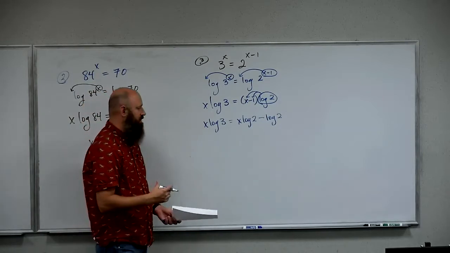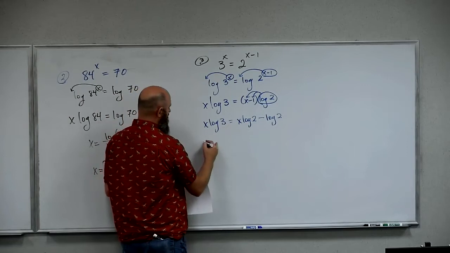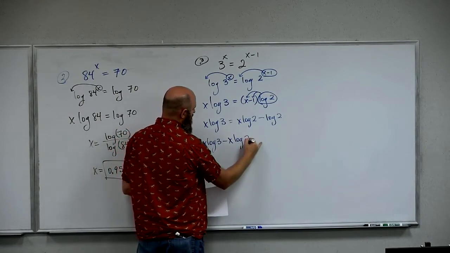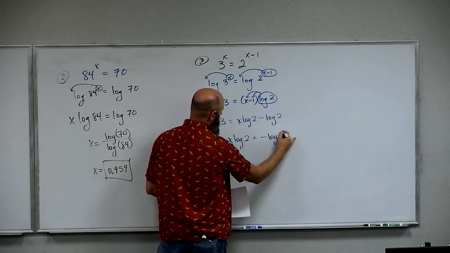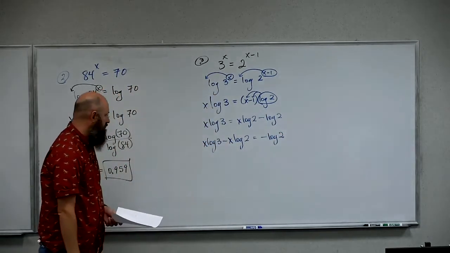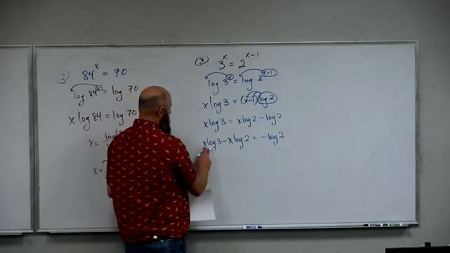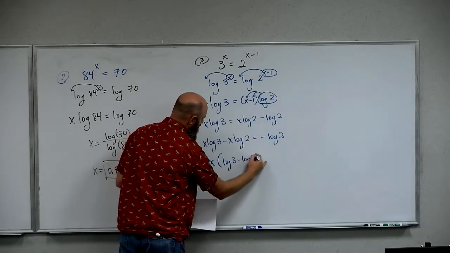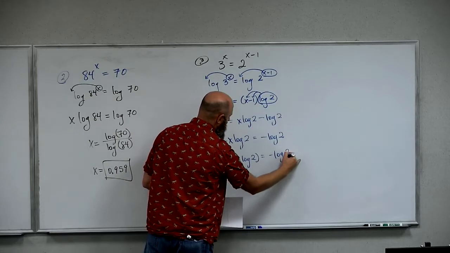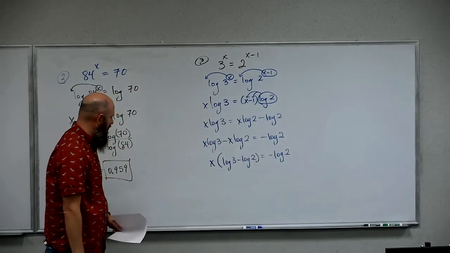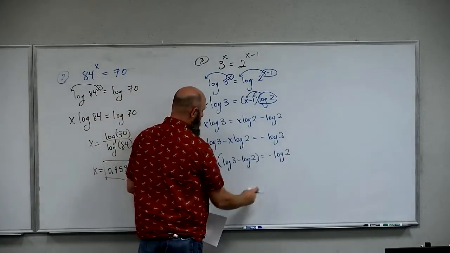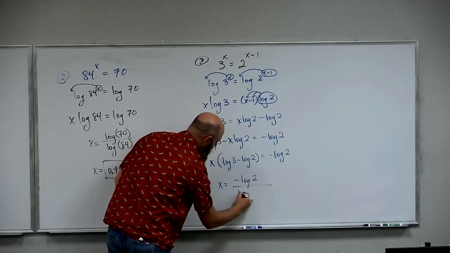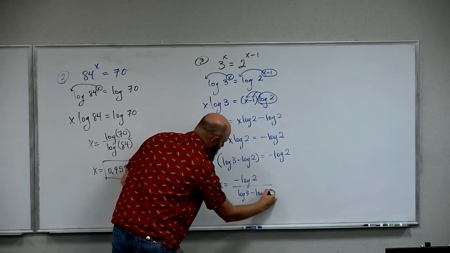So now we need to get those x's together. I'm going to move this x over. So we get x log 3 minus, because I'm subtracting that, x log 2 equals negative log 2. Now, since they have an x in common, we can factor that x out. We get x times log 3 minus log 2 equals negative log 2. To get x completely by itself, we divide there. And so x equals negative log 2 divided by log 3 minus log 2.